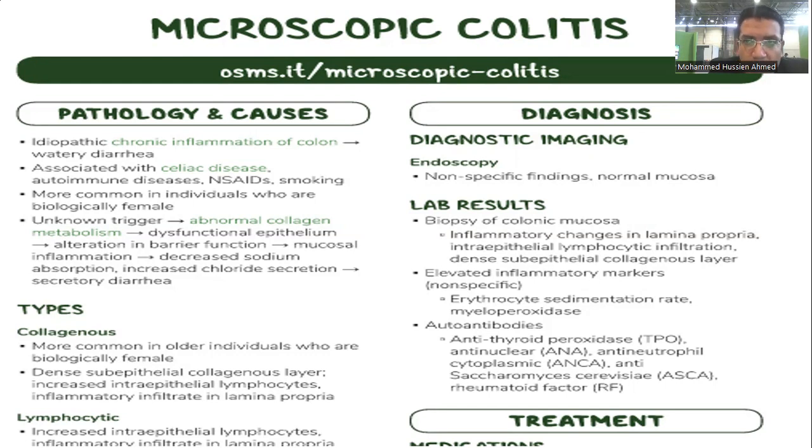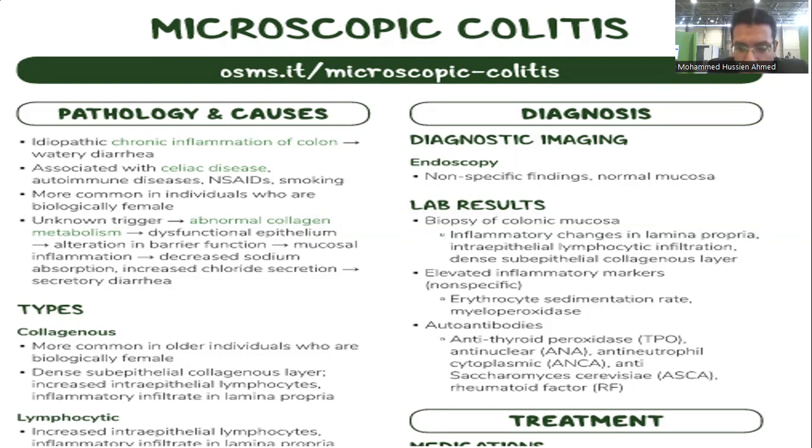Diagnosis: when we do endoscopy, the mucosa is usually normal, so it is a microscopic colitis as I mentioned. And the biopsy reveals inflammatory changes in the lamina propria with intraepithelial lymphocyte infiltration and a dense subepithelial collagenous layer, in addition to elevation of some biomarkers like fecal calprotectin, ESR, and myeloperoxidase. All of these can suggest that the patient has some sort of microscopic colitis.